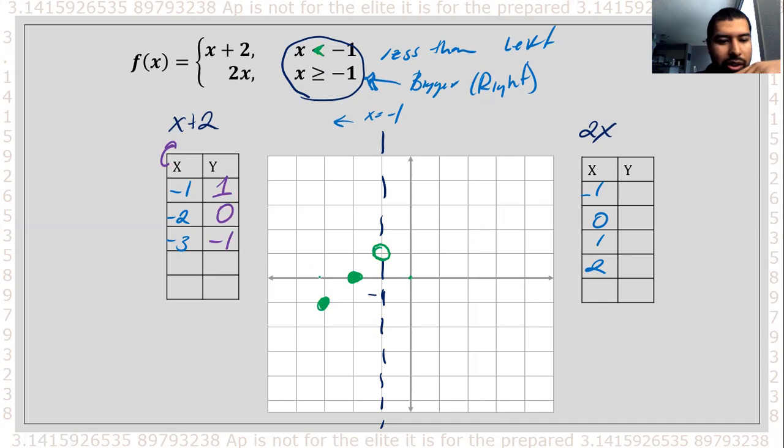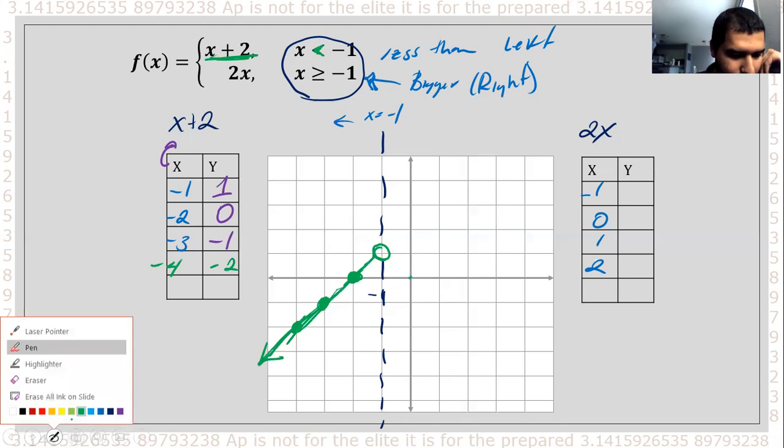If you still don't see the pattern, you could probably do another one, -4, and -2, and I can see that there's a pattern going, like a little line with a slope. So this right here is my graph for x plus 2. Alrighty, let's go ahead and try the next one.